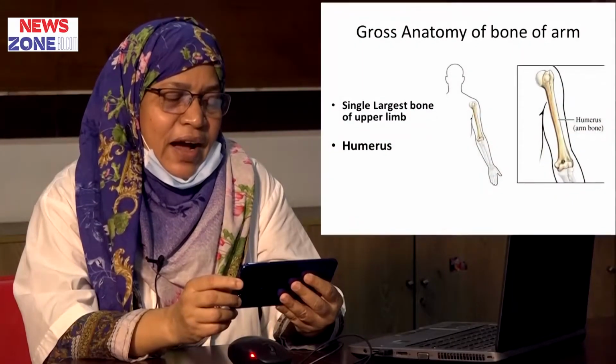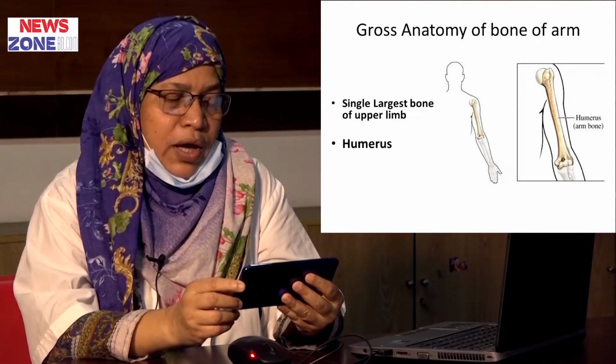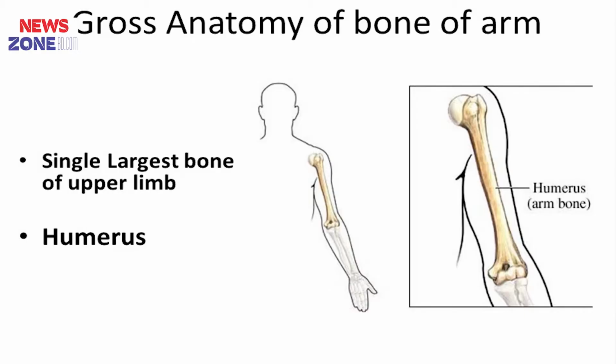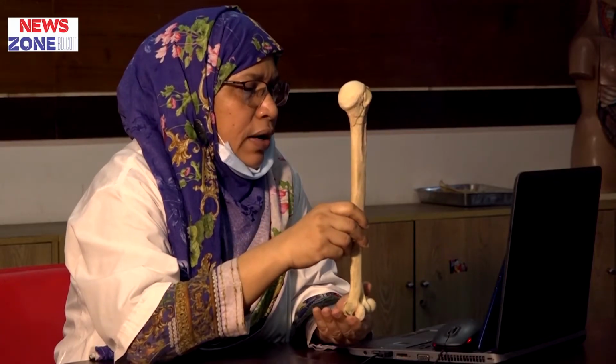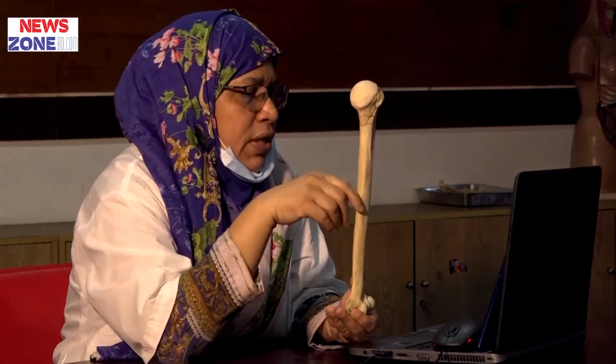Now I would like to start the bones of the upper limb according to their segments. The second segment is the arm. It extends between and connects the shoulder and the elbow and is centered around the bone humerus. So in the arm region there is a single and largest bone, the humerus. Now we start the gross anatomy of the humerus. It is the longest bone of the upper limb.